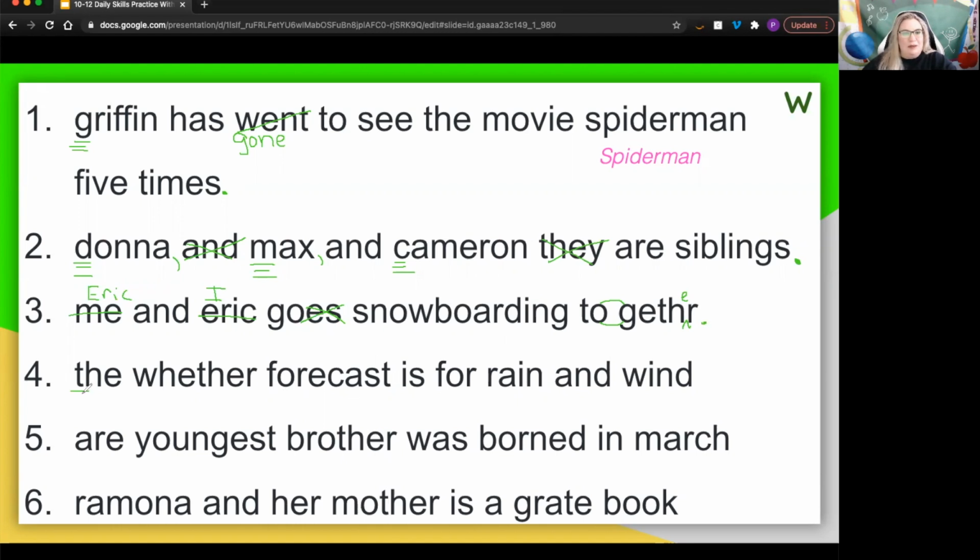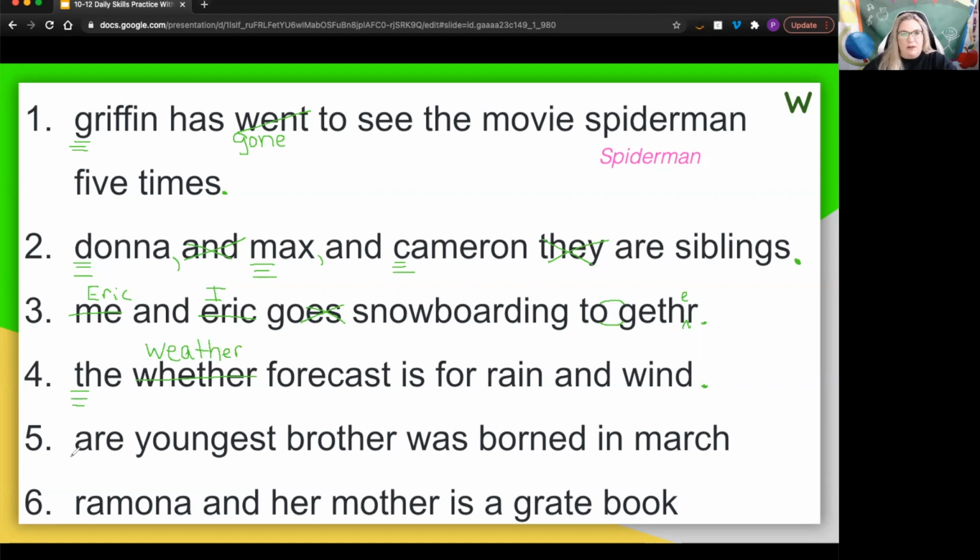All right, let's capitalize the first word of the sentence here. The weather forecast is for rain and wind. Okay, we've got the wrong kind of weather here. We need to make this weather with EA. EA can make an eh sound, like in the word bread. The weather forecast is for rain and wind. Period at the end.